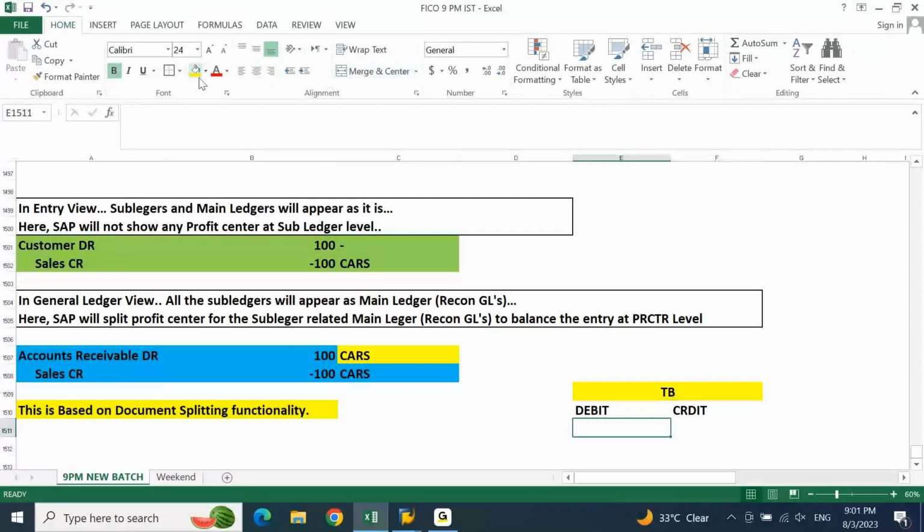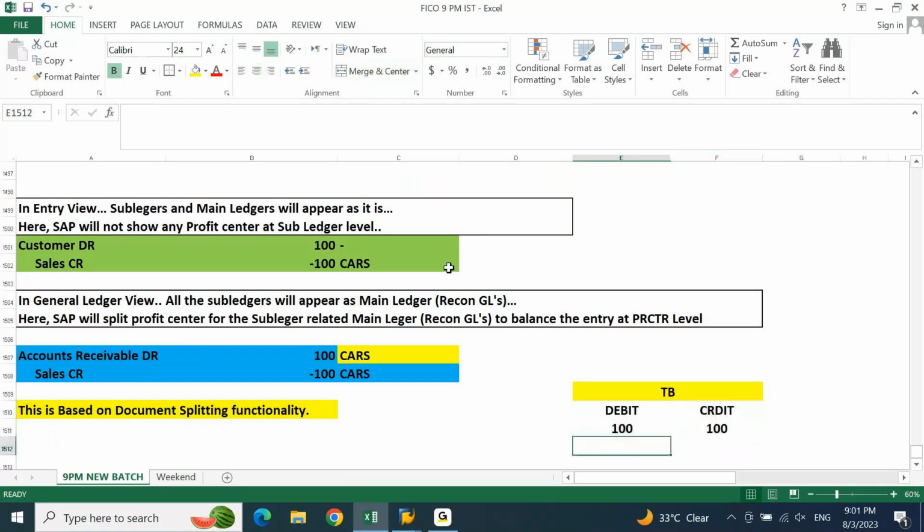Okay. Now, if I look at the entry as it is, I have customer account, I have sales account. Customer will go to debit, so debit I am able to see here. If I look at the overall trial balance at company code level, I'm not looking at the profit centers. So straight away I'll put 100 here, I'll put 100 here. My debit credit is matching.